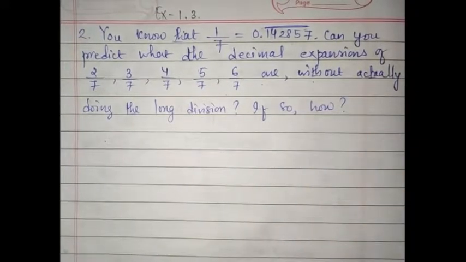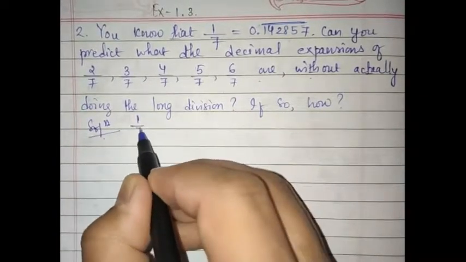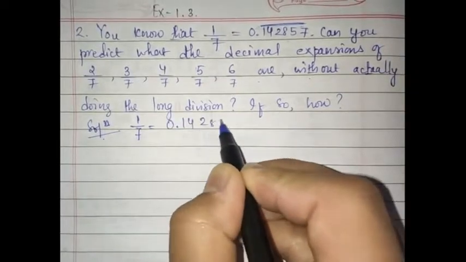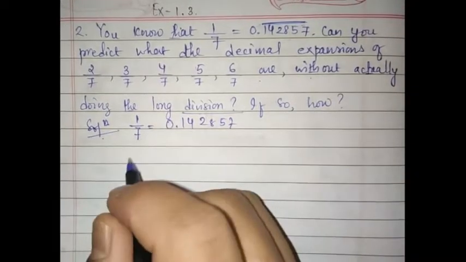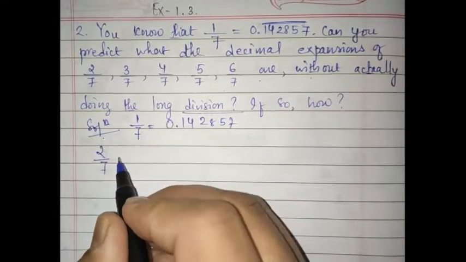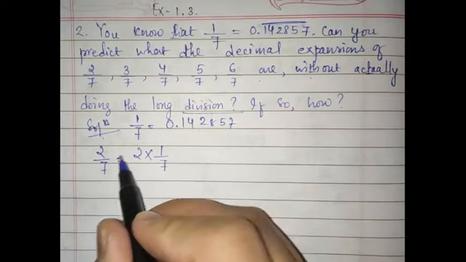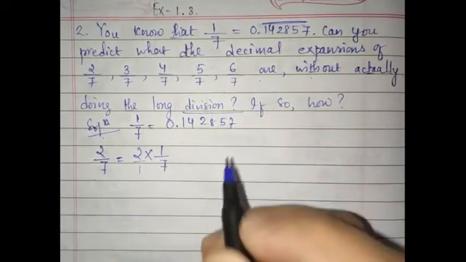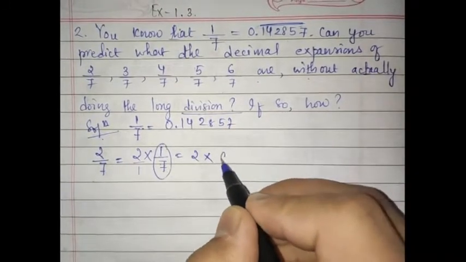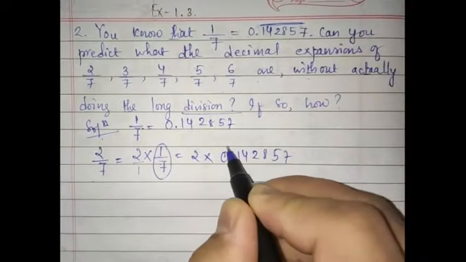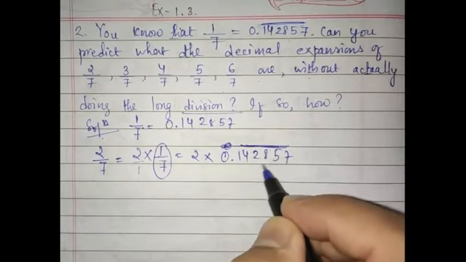Alright? So, student, to solve this, the biggest hint given in the question is that 1 by 7 is equal to 0.142857 under the bar. If you look at 2 by 7, can we write 2 by 7 as 2 into 1 by 7? Is it possible? Yes, why not? Because 2 into 1 is 2 and 1 into 7 is 7. So can't we write the value of 1 by 7 here? Yes. So 0.142857 I can write there. Sorry, the bar will be only for this. Remember, you have to be very careful, because these digits are the only ones getting repeated.